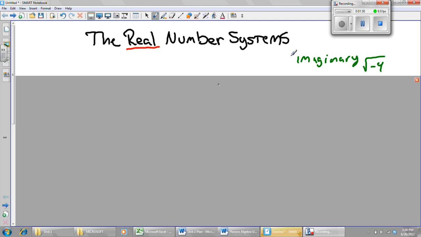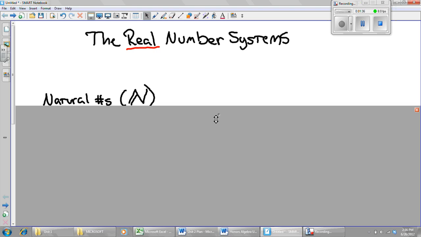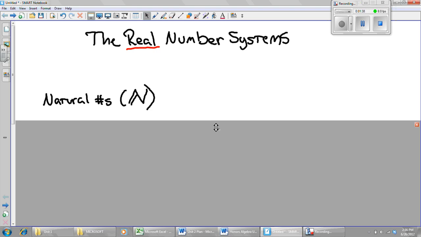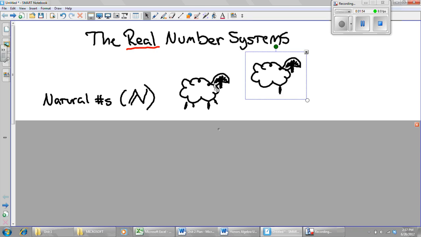All right, but the real numbers, they start with what are called the natural numbers. They call them the natural numbers because they're the numbers that naturally occur. We don't really know how people started counting, but let's say that a long time ago, a shepherd had some sheep, just like this one here. And let's say he had a lot of them.